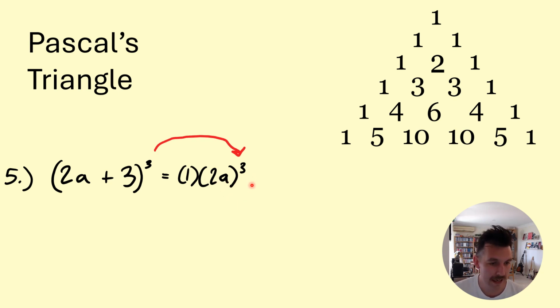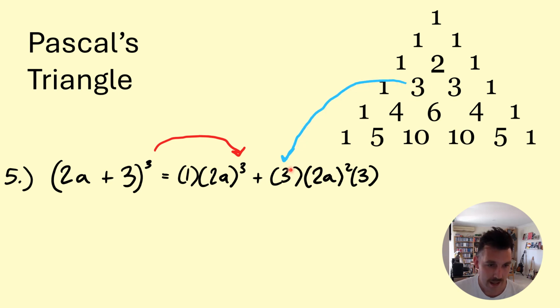Then the next one, I'm going to use my coefficient of 3 from the third row like normal. Then I'm going to do my first term here, so 2a. I'm going to drop the power down by 1, so now it's 2a to the power 2. And I'm going to multiply that by 3 to the power 1. So I've gone from 3 to the power 0 up to 3 to the power 1. We'll go to the next one.